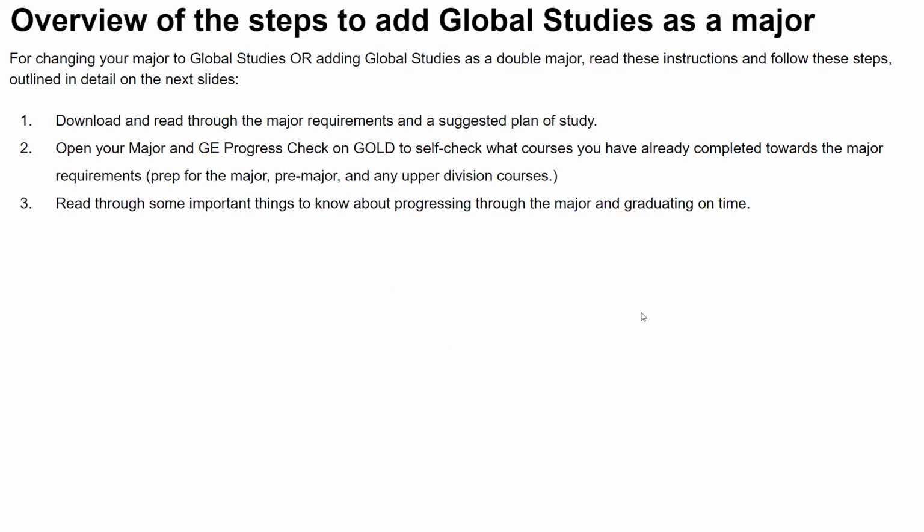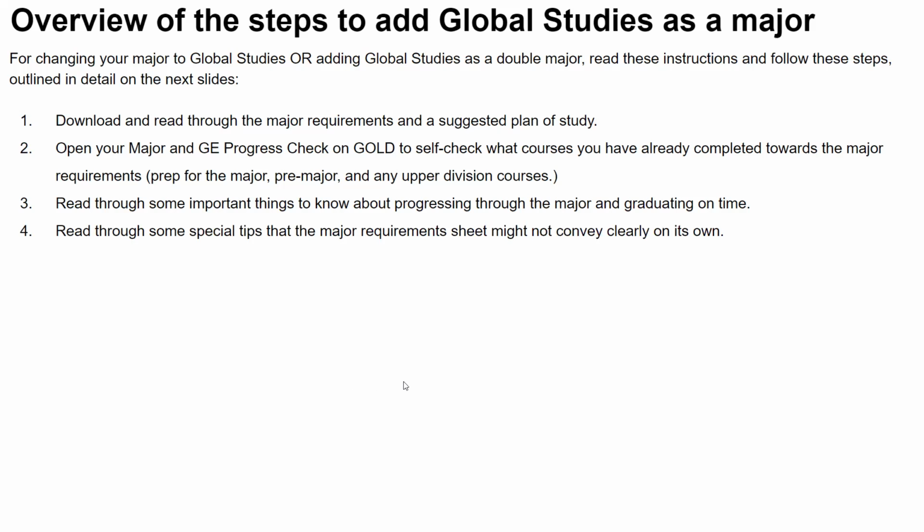We also want you to read through some important things to know about progressing through the major and graduating on time. This is a major that we have carefully designed to allow students to graduate on time, but we don't necessarily guarantee that students can graduate early. So we'll go through a few things to remind you of that. We'll also read through some special tips that the major requirement sheet doesn't clearly convey on its own, so that you can be totally clear on what those requirements are asking of you and how to plan. And then there's some paperwork that you'll fill out.